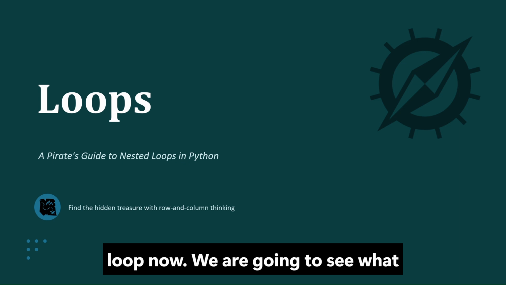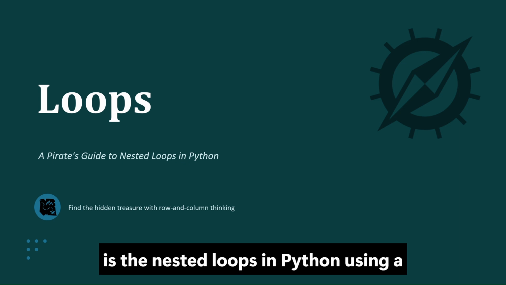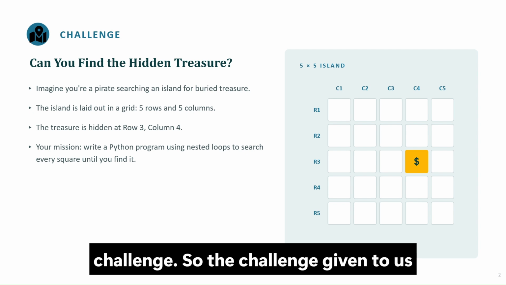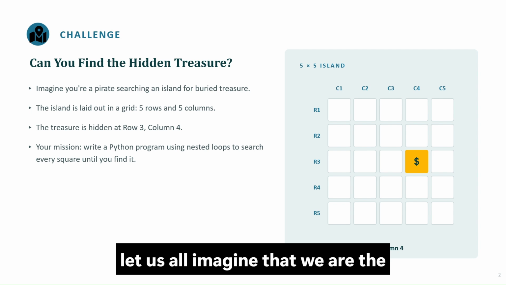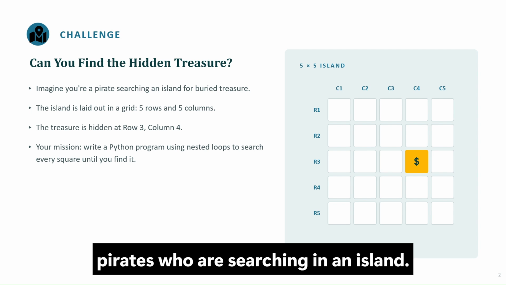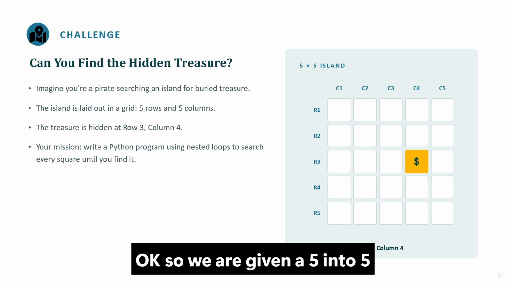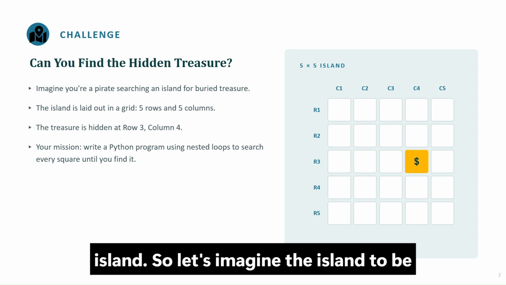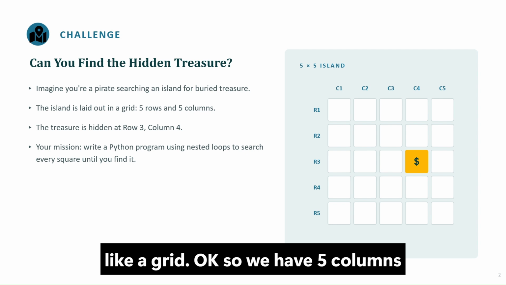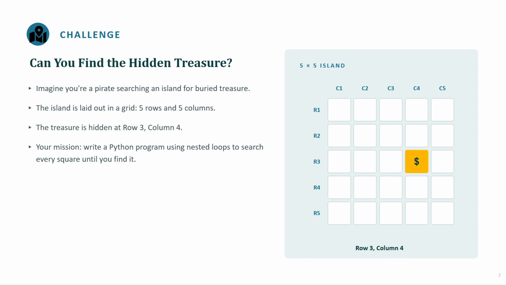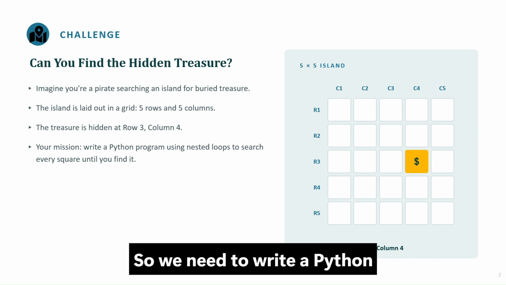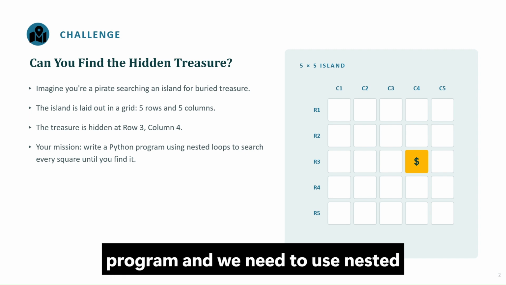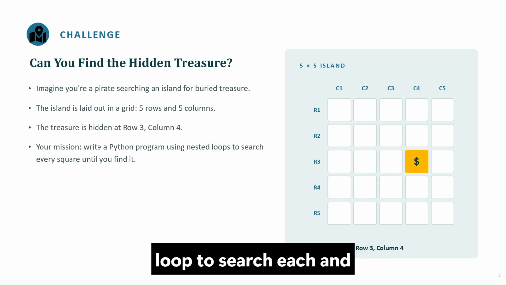Now we are going to see what nested loops are in Python using a challenge. The challenge given to us is, can you find the hidden treasure? Let us imagine that we are pirates searching on an island. We are given a 5 by 5 island, so let's imagine the island to be like a grid, with 5 columns and 5 rows. The treasure is hidden at the third row and fourth column. We need to write a Python program using nested loops to search each and every square.